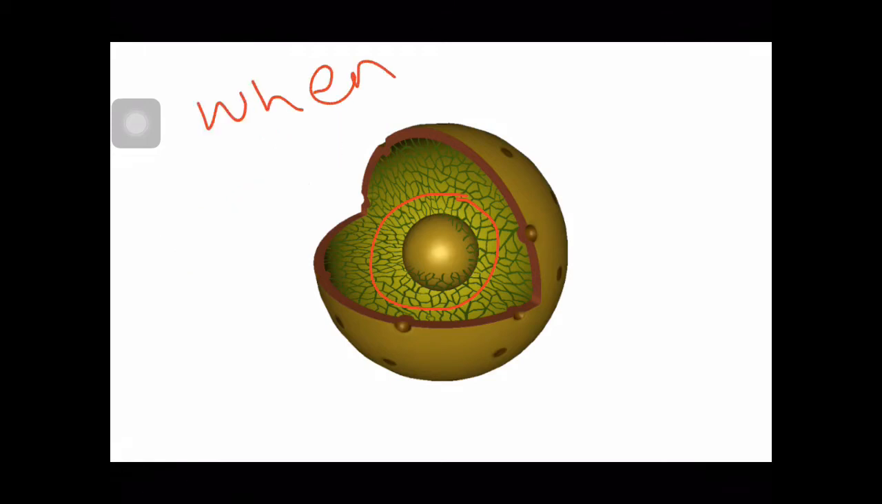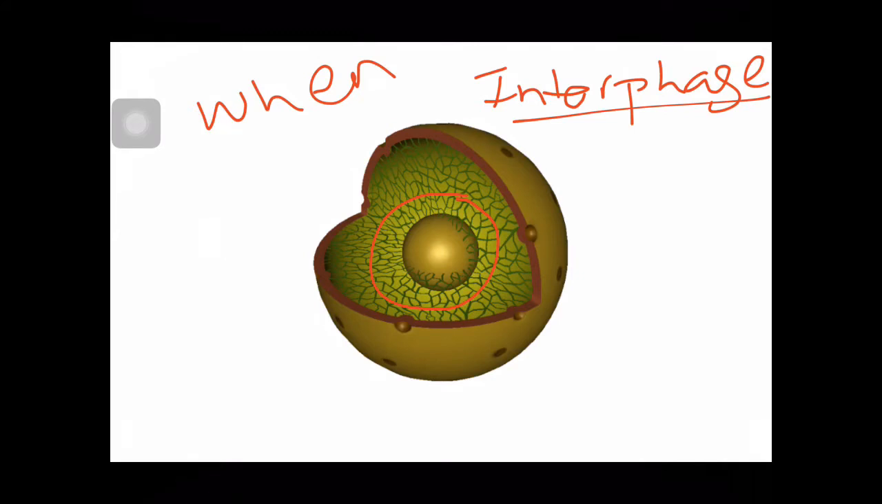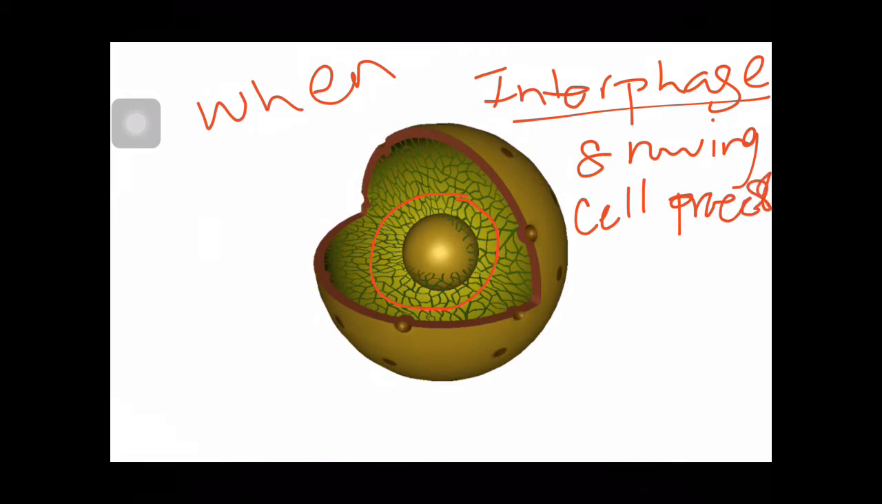When the cell replication happens. So cell replication happens during a phase called interphase. So interphase is when a cell is growing, when it is carrying out cell processes, and it is replicating its own DNA.